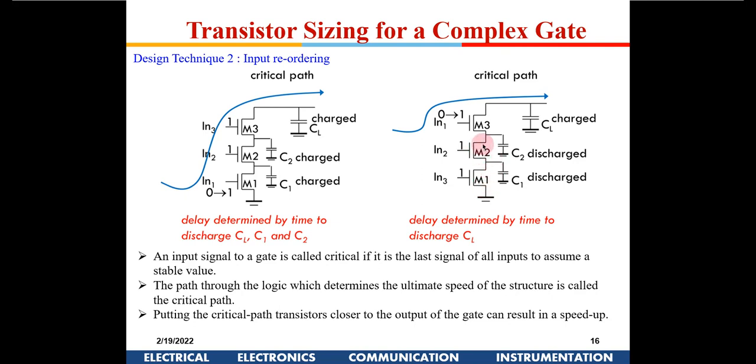But then, if you see here, what about these two transistors? They also will start discharging only when, right? And the current flowing through this NMOS is going to be limited. Since this capacitor also requires to be discharged, this also requires to be discharged. In this case, these two are already discharged, because this one has come already. So basically you are saying that you may want to interchange the inputs for the critical one. Yeah, that is what I am saying. See, it's written here: delay is determined by the time to discharge CL, C1 and C2, whereas in this case, delay is determined only by CL.